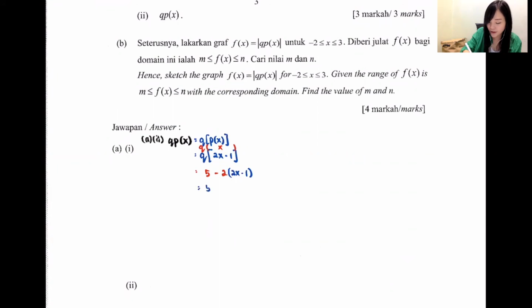Let's expand it, 5. Negative 2 times 2, negative 4x. Negative 2 times negative 1, positive 2. Number and number, combine them together. Are you guys getting the answer? 7 minus 4x. Ta-da! Done. Hopefully you guys all understand. Let's go on with B.